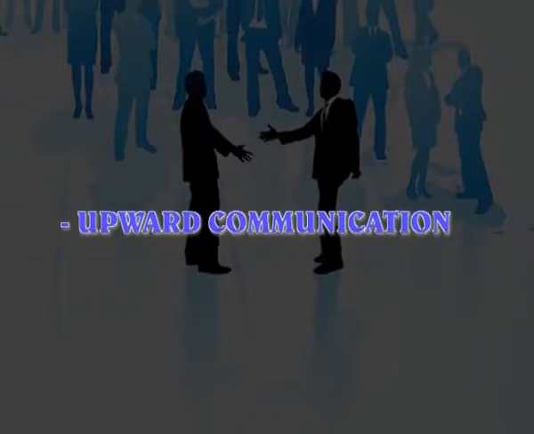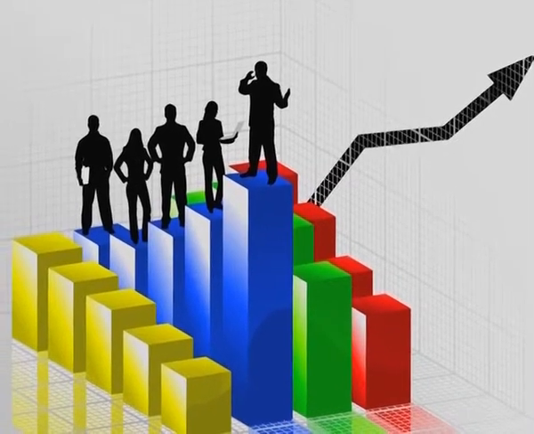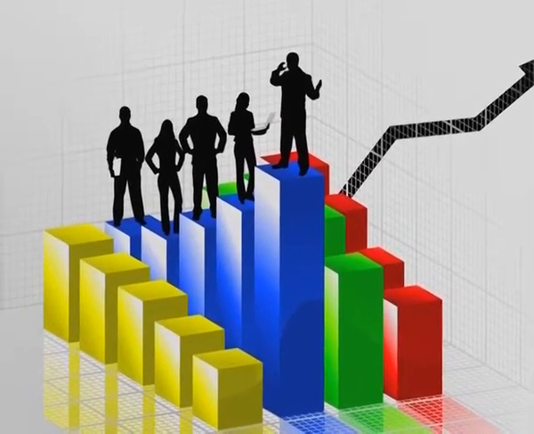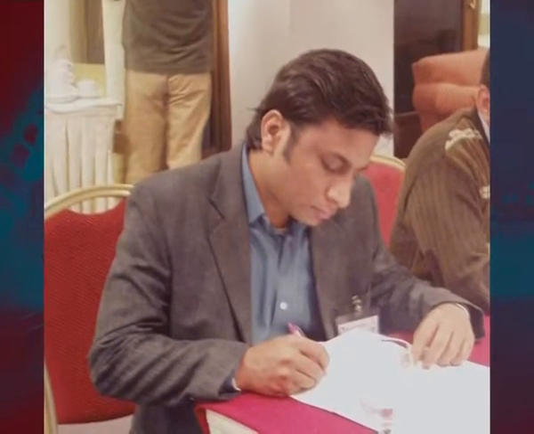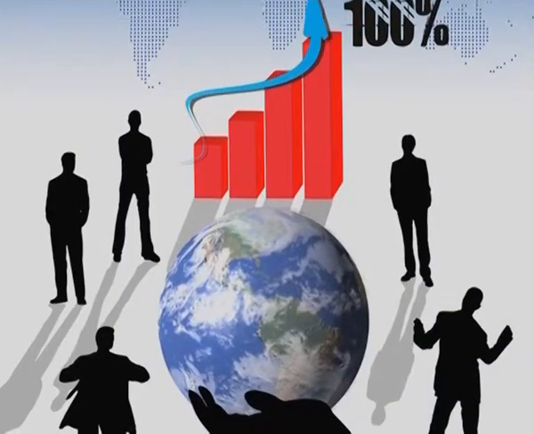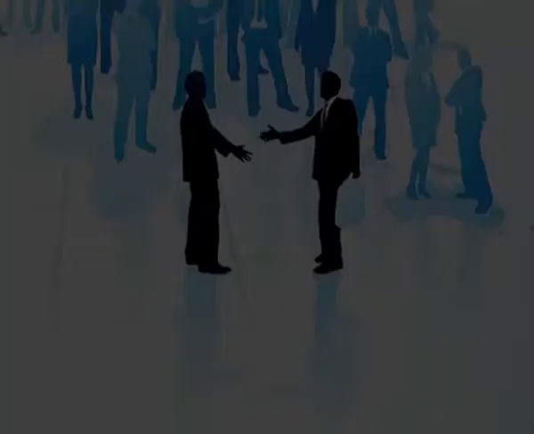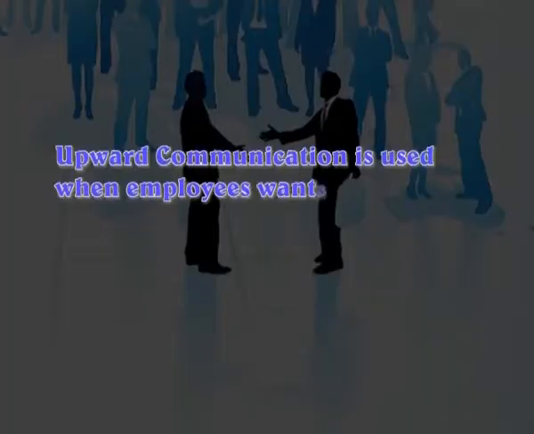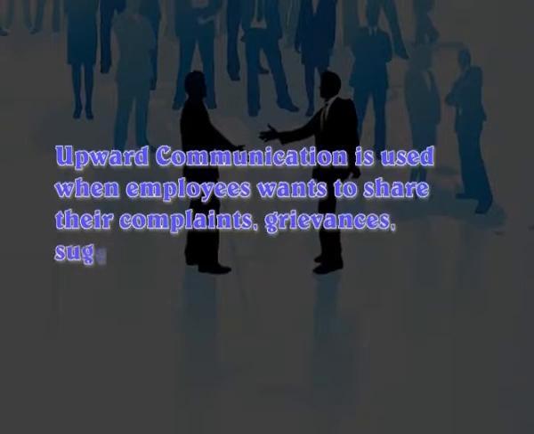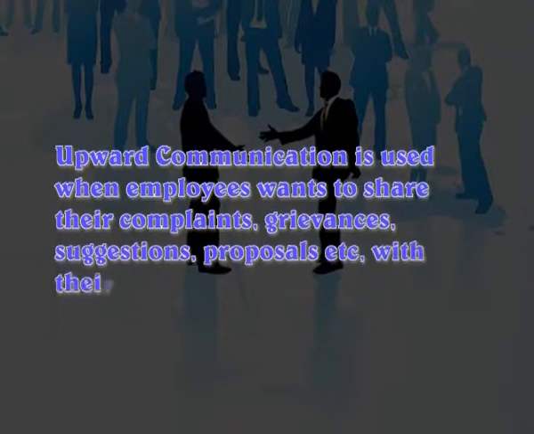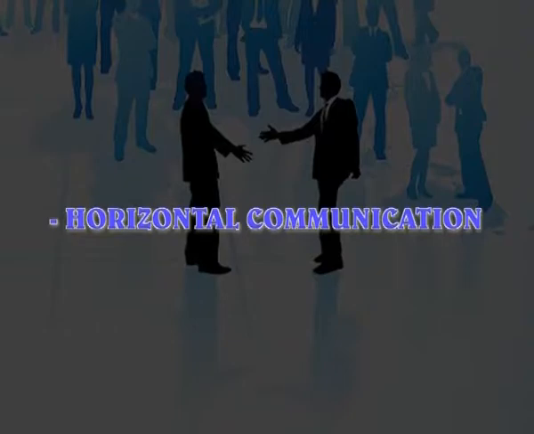Upward communication. Upward communication is also a vertical type of formal communication under which information flows from the bottom to the top of the organization. Upward communication is as important as downward communication because it provides feedback on the extent of effectiveness of downward communication. Upward communication is used when employees want to share their complaints, their grievances, suggestions, proposals, etc. with their superiors.